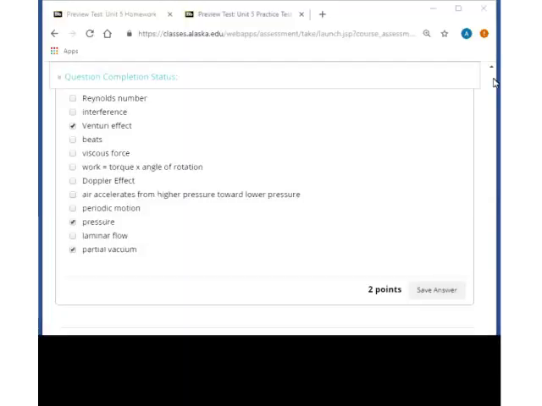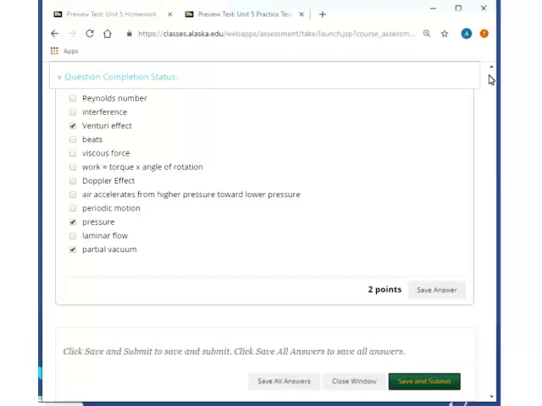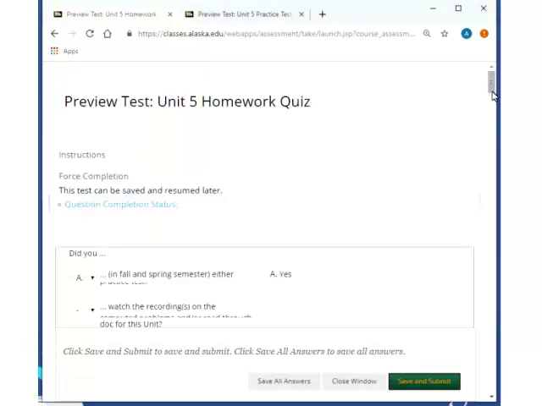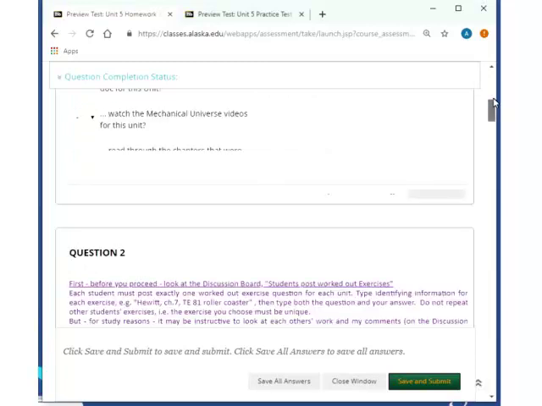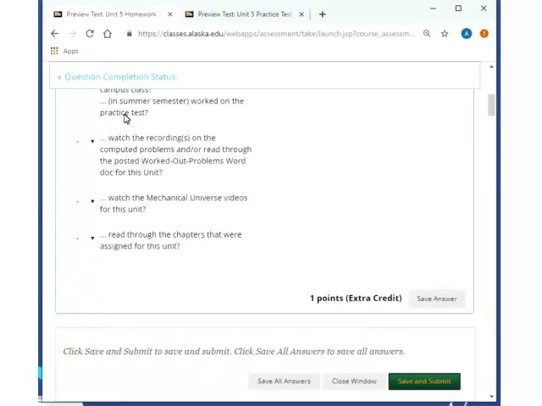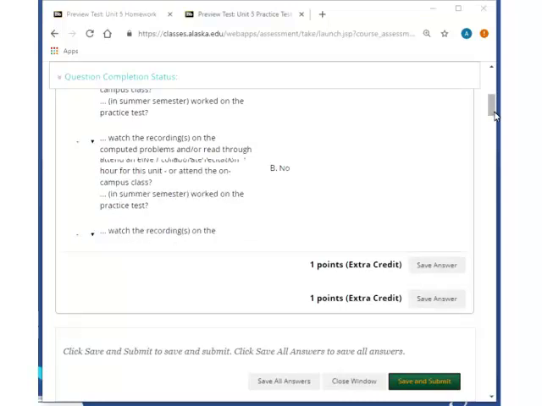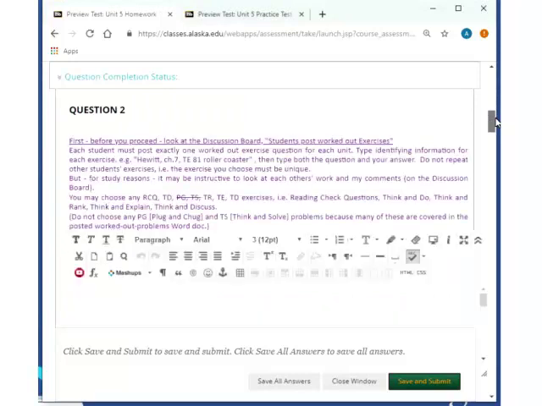This is the recording for the Unit 5 homework quiz. So the first one, of course, is that you did all these. I believe actually in this one there is no mechanical universe, but just say yes. The question 2 here, you're familiar with that by now, so you choose one of the exercise questions or whatever they're called, type it in, answer it.